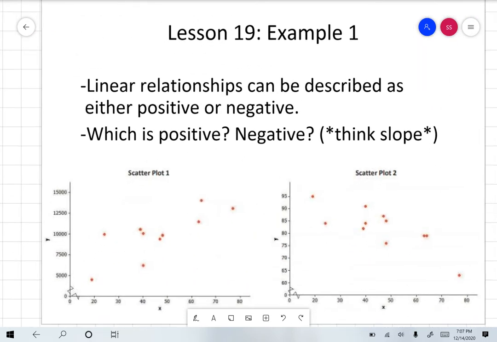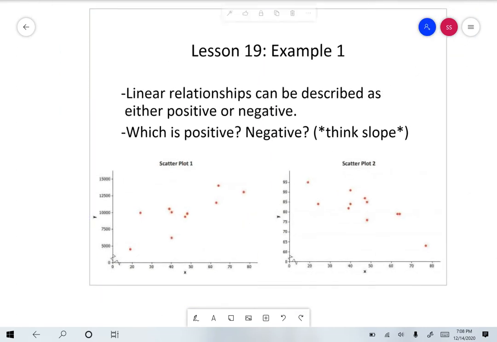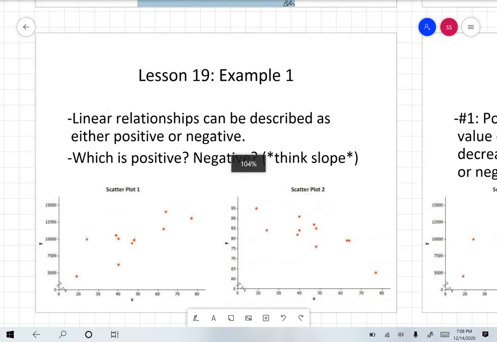So here we go. Let's jump into lesson 19. We got a lot to do today. Lesson 19, example 1. I did not mean to do that. Okay, here we go.